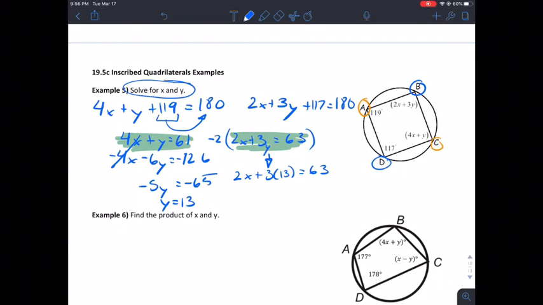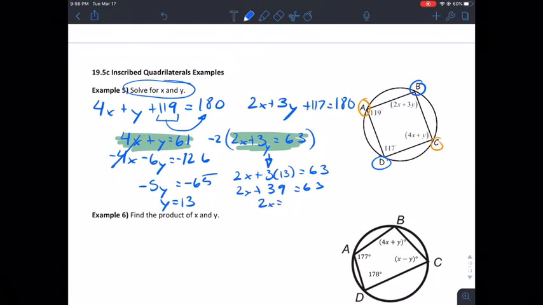And I go ahead and do 3 times 13, and I get 39. So when I subtract that out, I end up getting 2x equals 24, x equals 12. So the solution here would be (12, 13). And that's how a lot of these are written.